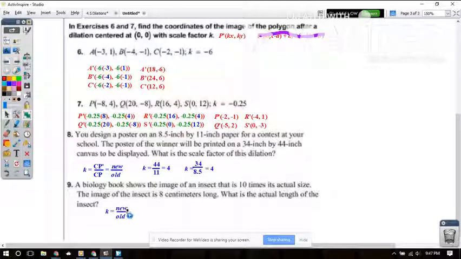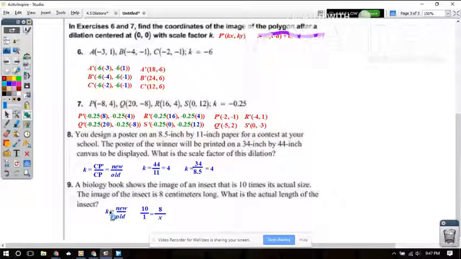So let's see here. We just plug in what we know. We know K is 10 times, right? There we go. 10 is K. The new length is 8 over the old or original, which we don't know. And if we don't know, then we'll use X, right? And so now all we got to do is solve for X, which, if you look at this, looks a lot like a proportion. Make it look even more like a proportion by putting that 10 over 1, right? 10 over 1, now it's a proportion, and you can just cross multiply and divide.